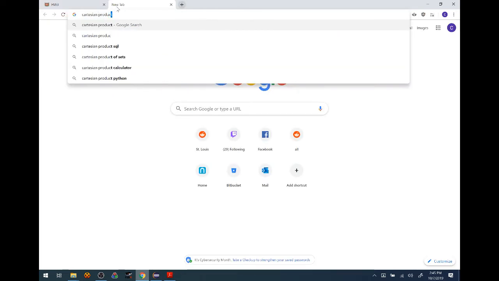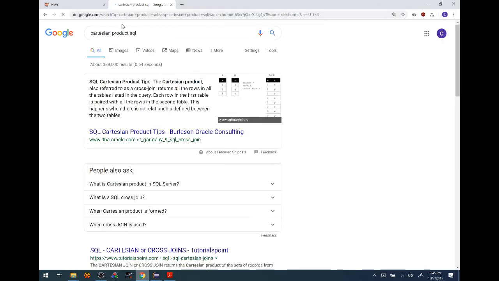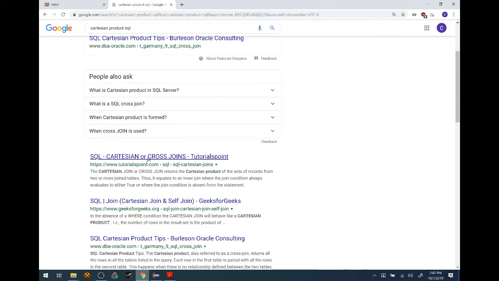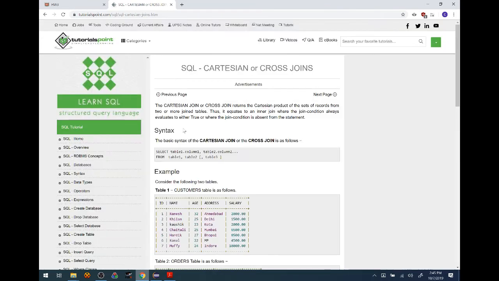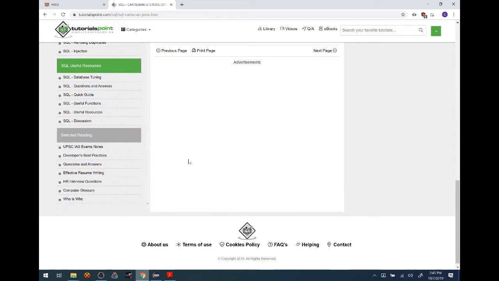Cartesian product SQL. Let's see. Cartesian product tips. Oh, cool. Here we go. Cartesian or cross joins. There we go. Yep. It's a thing. Where's the actual query?